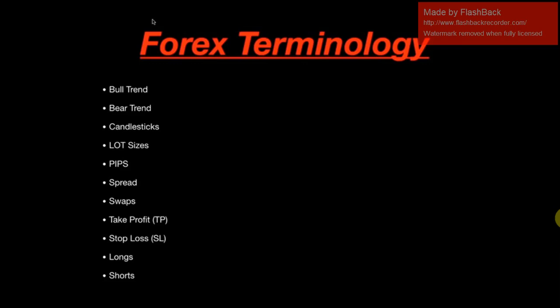Longs and shorts are very similar to bulls and bears. A bull trend is up, long means up. A bear trend is down, shorts mean down. So if I say I'm looking for longs on GBP JPY, it means I'm looking for a buy opportunity. If I say I'm looking for shorts on USD JPY, it means I'm looking for a sell opportunity.